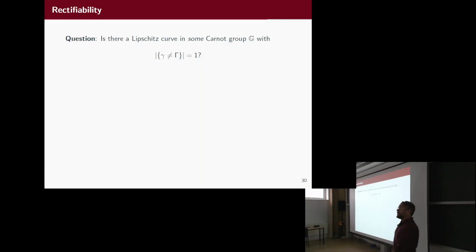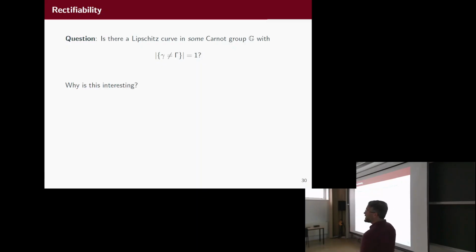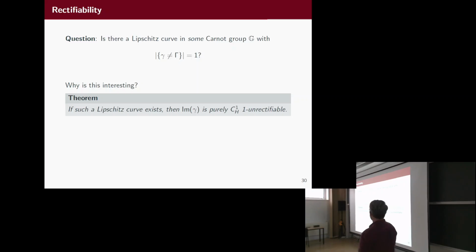So is there a Lipschitz curve in some Carnot group where this is possible? And why is this interesting? This gets back to the idea of rectifiability. If such a Lipschitz curve exists, then the image of this curve would be C1H purely unrectifiable.